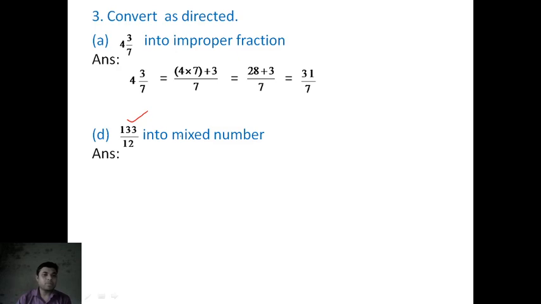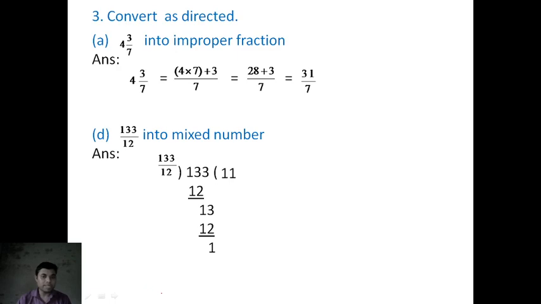Look, mixed number given, we will change into improper; improper given, we will change into mixed number. So first write in this way. Now we will do division. This denominator will be the divisor. Remember it, this denominator will be the divisor. Now do this division.